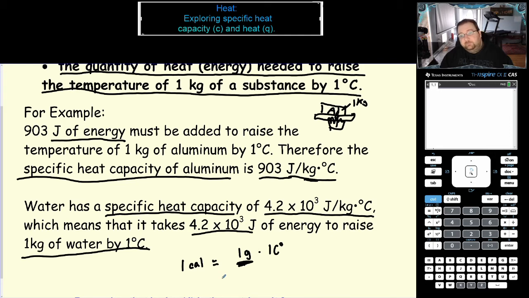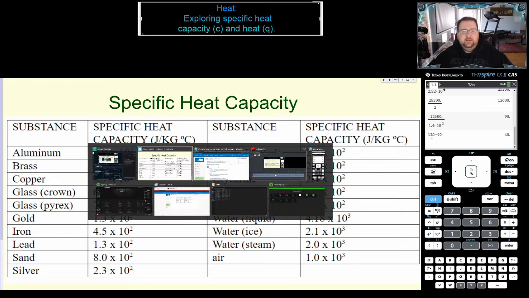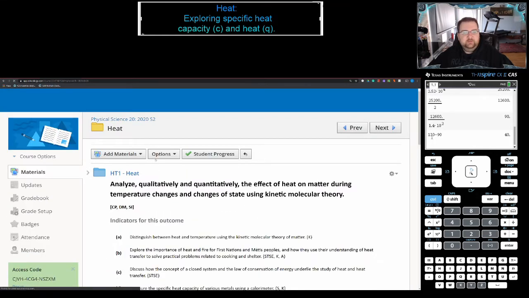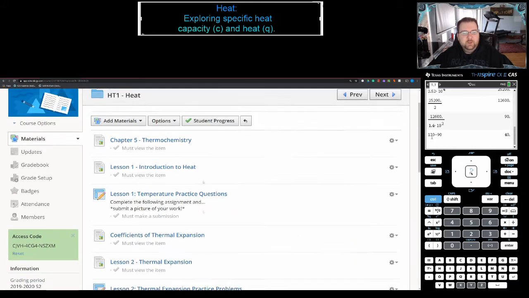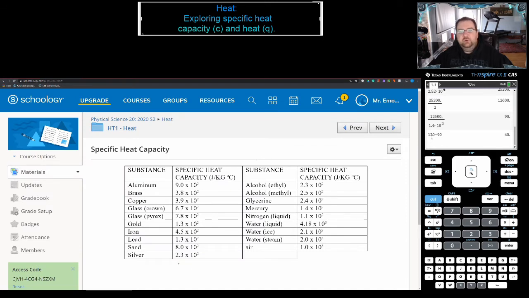That's the difference. Here is a chart of different specific heat capacities of different substances. You'll also be able to find it on Schoology. If you look at Schoology here, within our heat unit, in the first outcome, you will find the specific heat capacities here. And so you can always refer back to this. Again, remember, if there is something that we encounter in a problem that is not on this chart, make sure you let me know and I will add it to this chart.